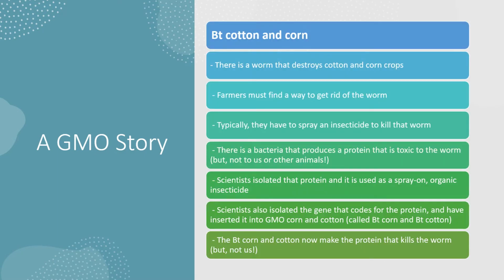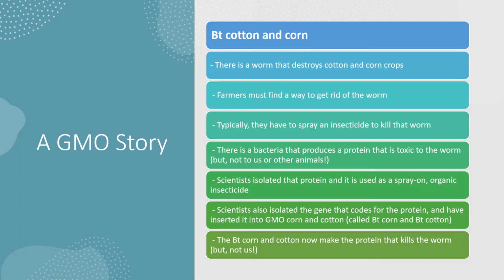One of the best ways to understand GMOs is to understand one of the biggest GMOs, and that is called Bt cotton and Bt corn. So I'm going to tell you a GMO story. This is the creation of these two very prominent GMO crops. Cotton and corn were being decimated by a worm, and so farmers that grew these crops were having a very difficult time fighting off a worm that was destroying their crops. And it was very expensive to fight. They had to spray their fields over and over again with an insecticide in order to kill that worm.